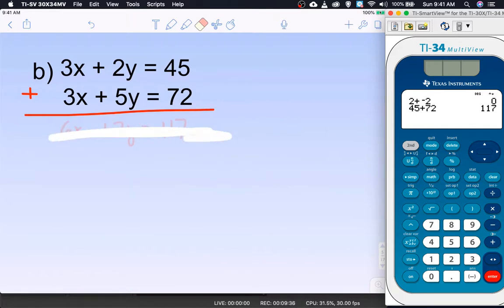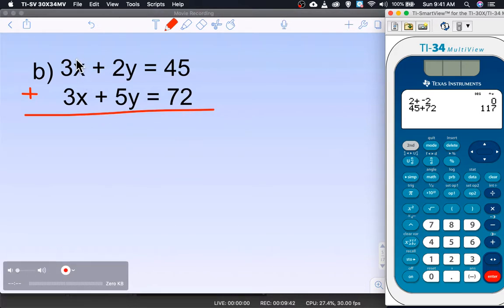So one of the qualifications I said in the last problem didn't work out. My variables are lined up. Everything is lined up, nice and pretty and perfect. Check. Step 2: one of the variables needs to have the same coefficient, the number in front of the variable, and my x's do. Check.